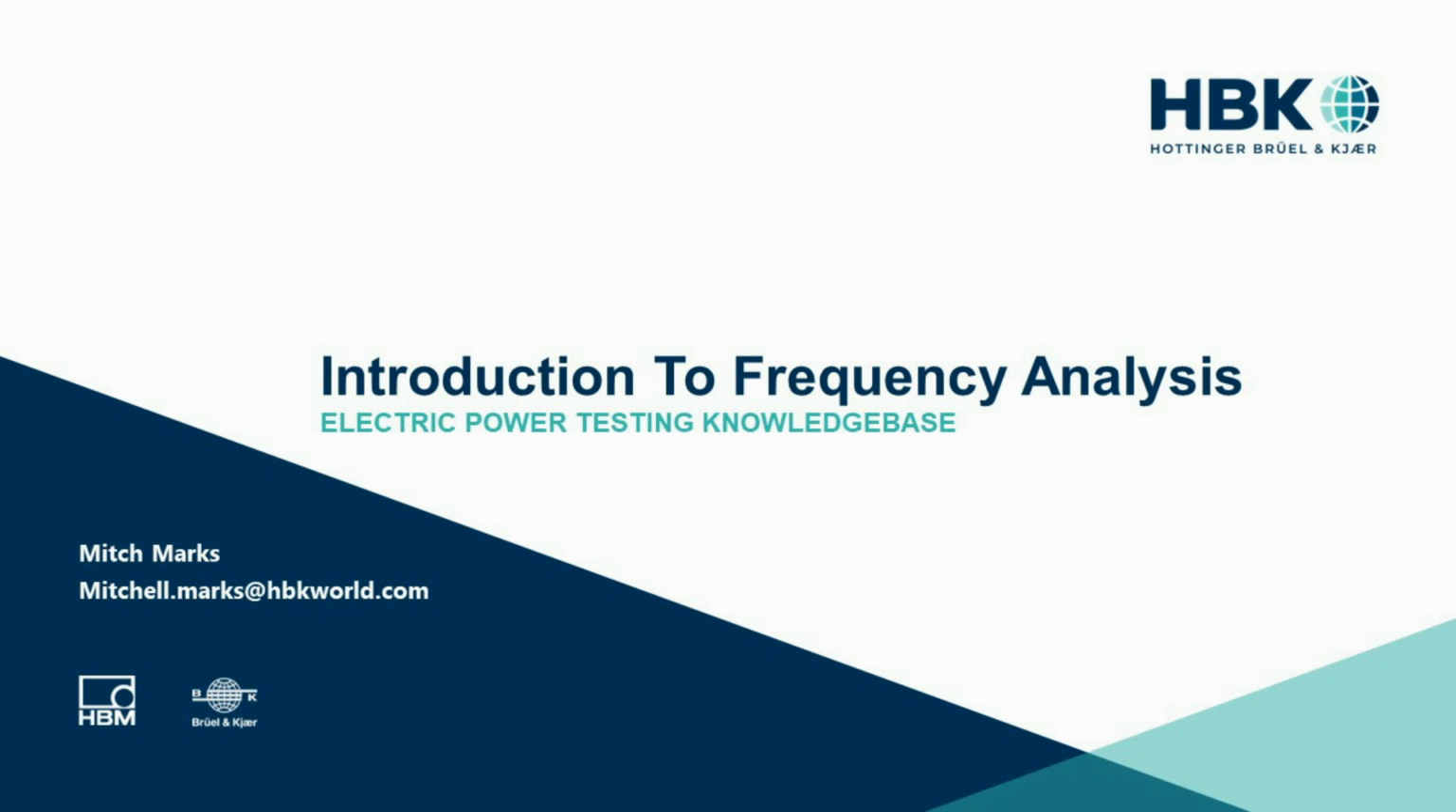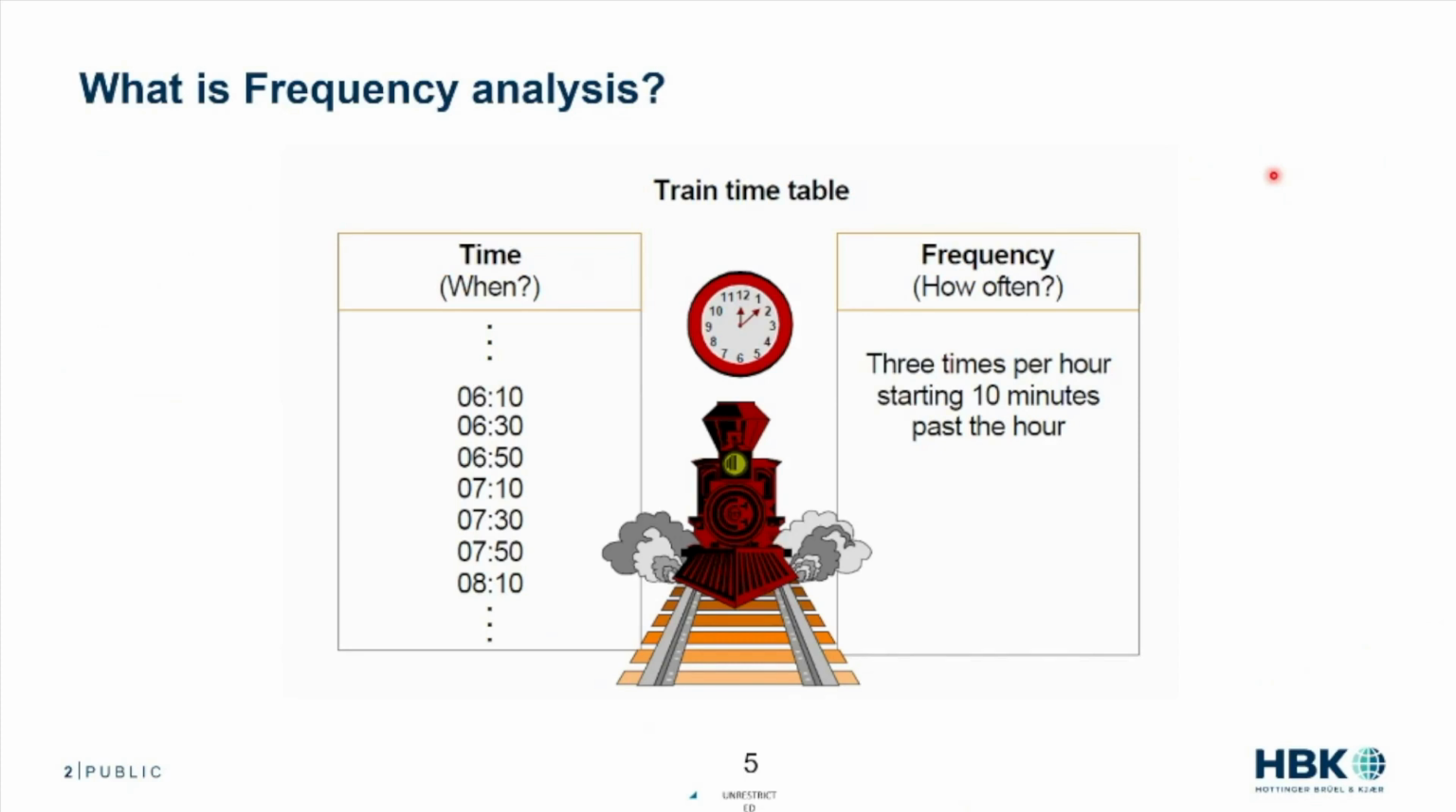All right, so we're going to start out really basic. I promise we'll get to the meat of it in a moment. But for everybody who might be relatively new to frequency analysis, when we're measuring things, we think and live in the time domain. So if we have a train timetable, the train comes at 6:10, 6:30, 6:50, and so on.